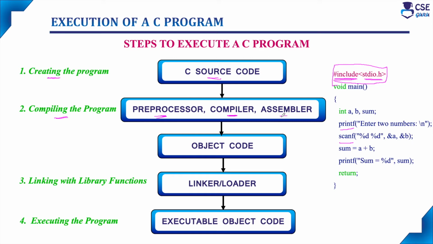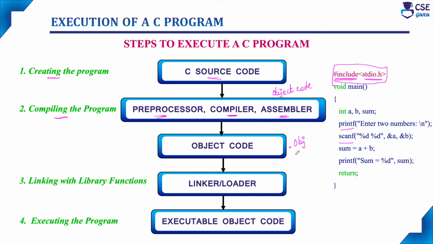And the next stage is the assembler. The assembler will recognize the assembly level code and generate an object code. Once this compilation process is successful, that is pre-processing, compiling and assembly level code is also generated, a .obj file will be created.